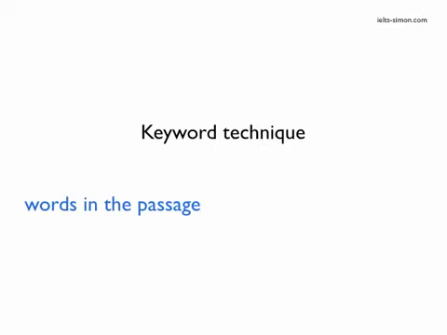In summary, the keyword technique means searching for words in the passage that have a similar meaning to words in the question. When you find them, read that part of the passage carefully and try to work out what the correct answer is.